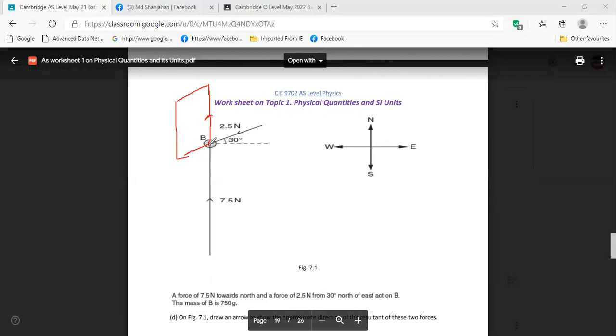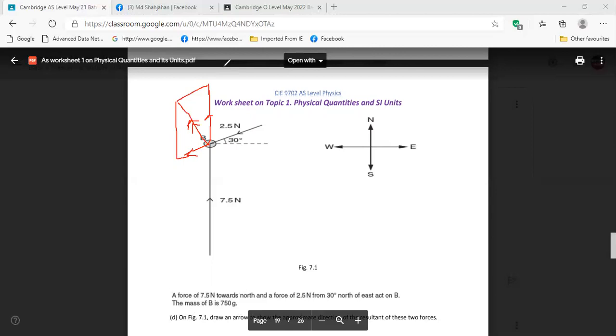So it is our approximate direction of resultant, isn't it? Yes, sir. So it is our approximate direction of resultant, if we apply the parallelogram rule.